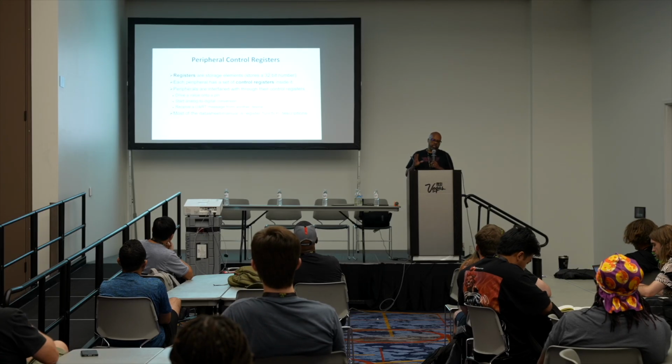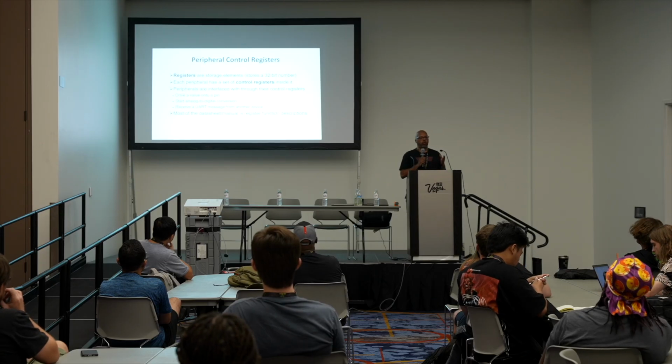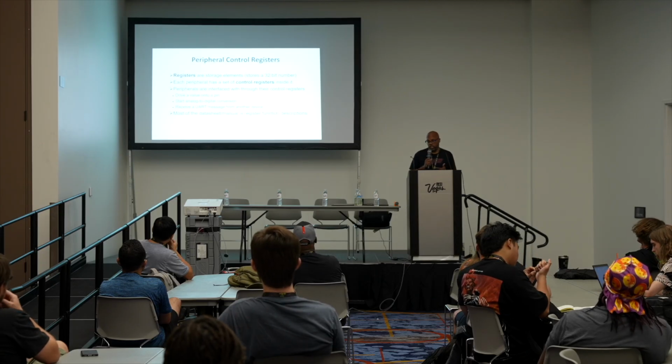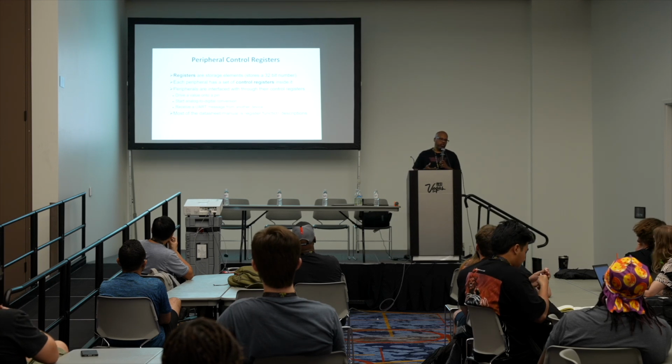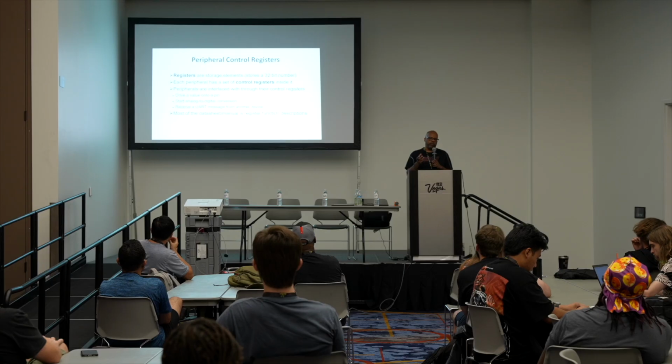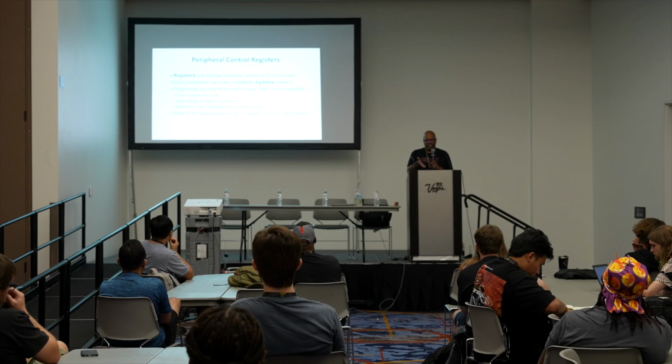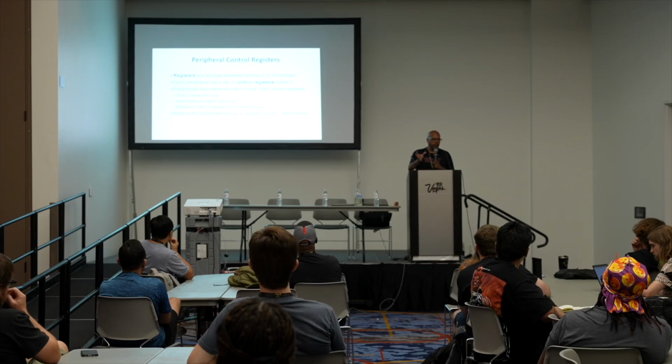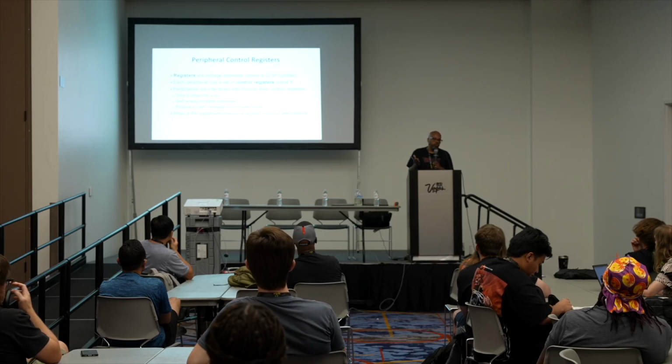Peripheral control registers. When you're writing code, you have to control these peripherals and tell them what to do. Peripherals are controlled through registers. Now a register in a chip is just a storage element, like a 32-bit register. Typically these are 32-bit devices, so they have 32-bit registers. It just stores 32 zeros and ones.